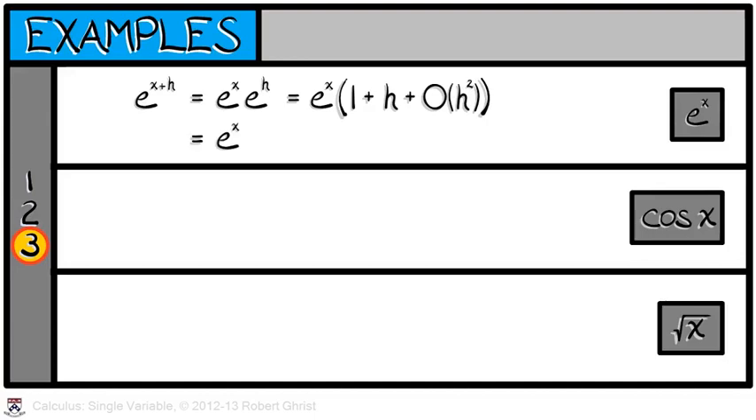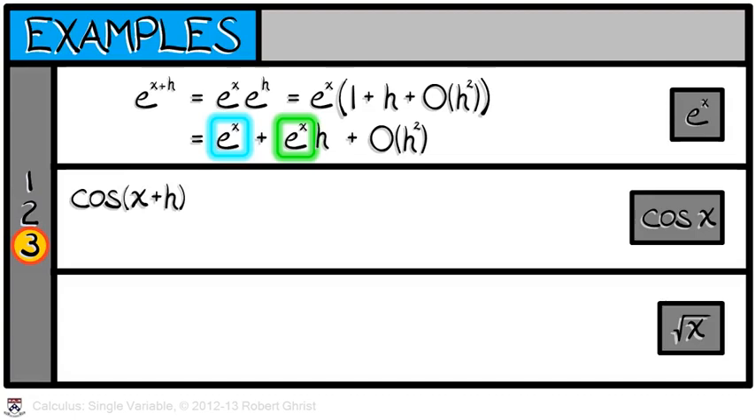So if we expand this out, we see that the constant term is e to the x. The first order term in h is e to the x times h. All other terms are higher order in h. And from this simple computation, we can see that the derivative of e to the x is e to the x. It's the coefficient in front of the first order term in h.